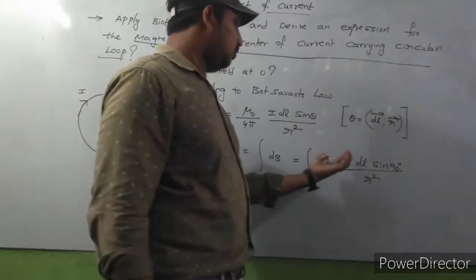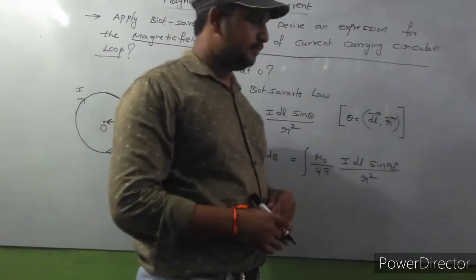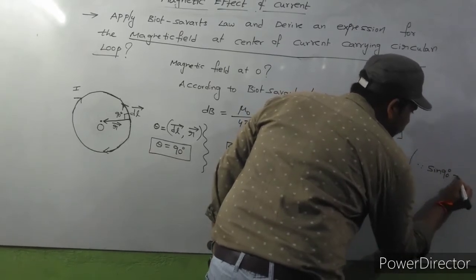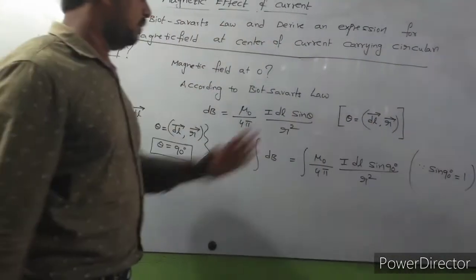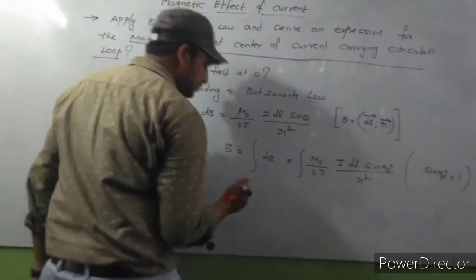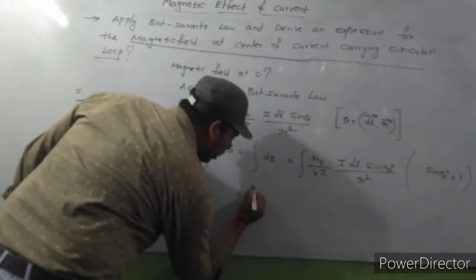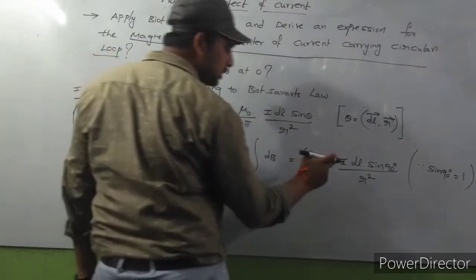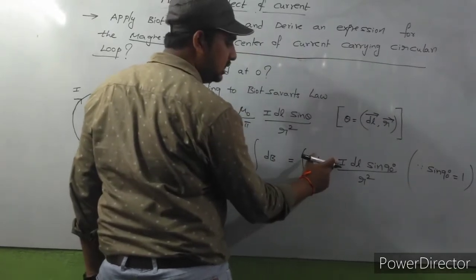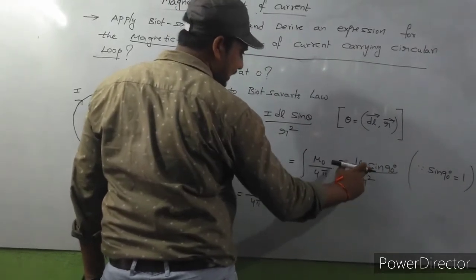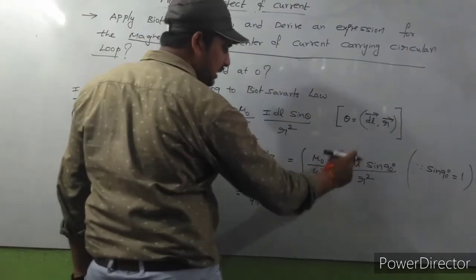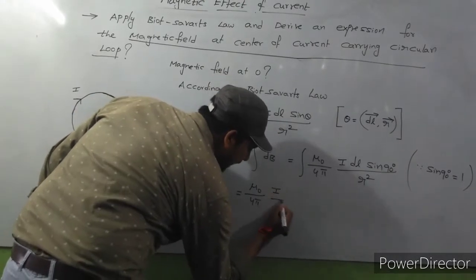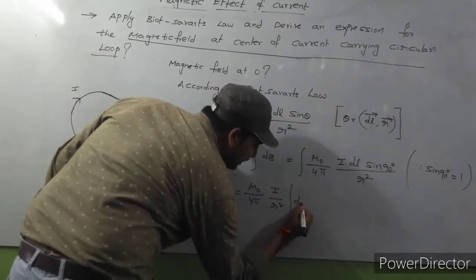So μ0/4π into I dl by r squared into sin 90. We already know sin 90 degrees is equal to 1. If you substitute the sin 90 value as 1, then μ0/4π is constant, current I is constant, r squared is constant. So what is variable here? Only dl is variable. So that means μ0/4π into I by r squared integral dl.